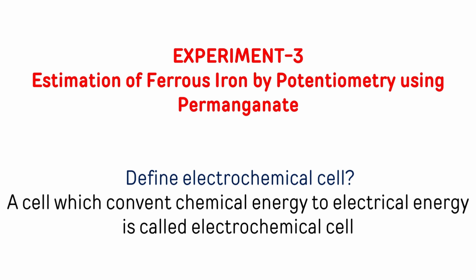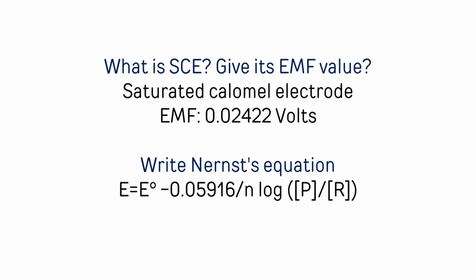Experiment number 3: Estimation of ferrous iron by potentiometry using permanganate. Define electrochemical cell. A cell which converts chemical energy to electrical energy is called an electrochemical cell. What is SCE? Give its EMF value. Saturated calomel electrode. EMF value is 0.2422 volts.